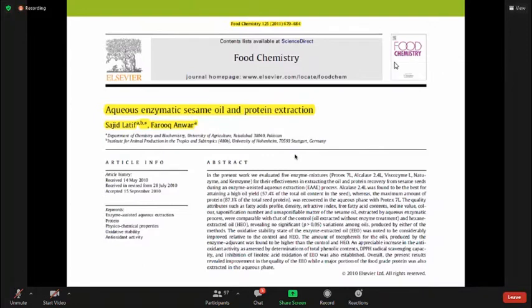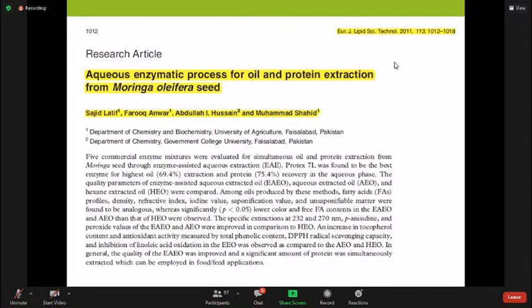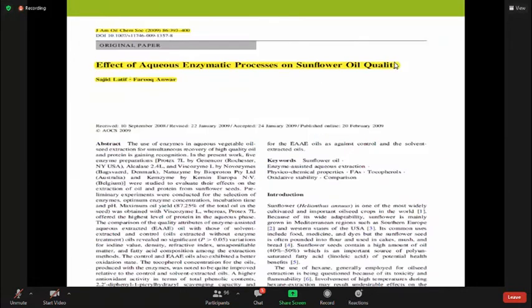Okay, here is another article on a similar aspect. We used an aqueous enzymatic process for recovery of oil from sunflower seeds, and we observed that the recovery of the oil was enhanced, as well as the nutraceutical value, the functional food value of the oil. Similarly, we published several articles. I am skipping some of these.